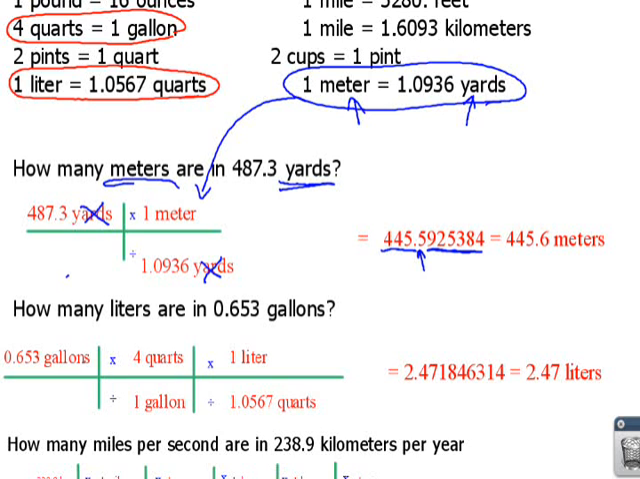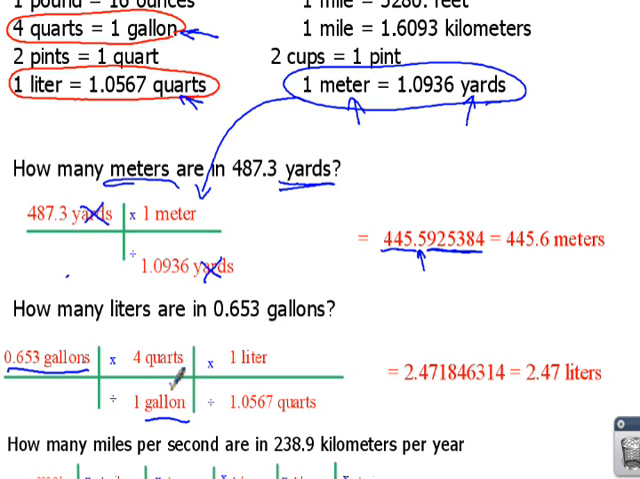So I set it up. I wrote down gallons first. That's my given on the top. And how do you cancel out a given? By writing the same unit on the bottom in the next step and writing its conversion factor on the top. So if I've got gallons, I've put gallons on the bottom, and the conversion factor is 1 gallon is 4 quarts. So I put 1 gallon on the bottom and 4 quarts on the top.